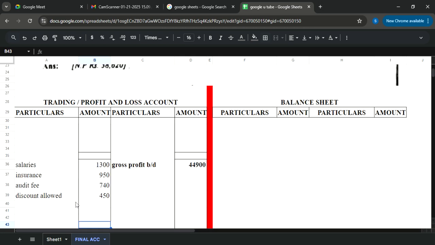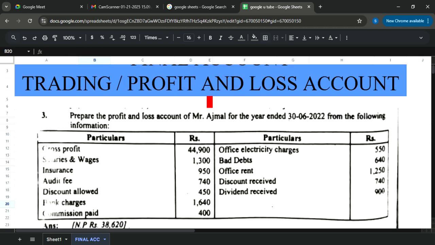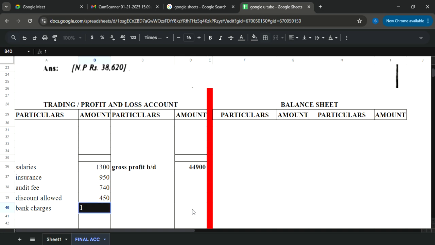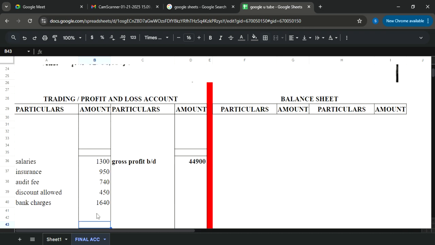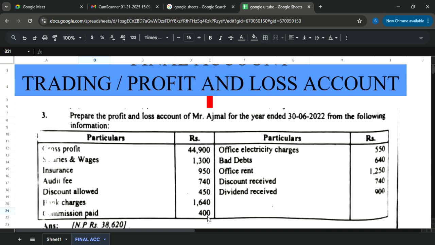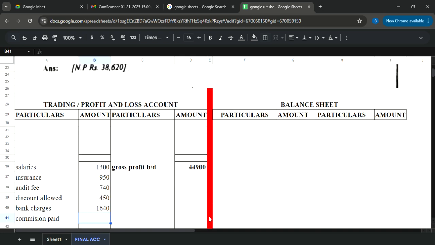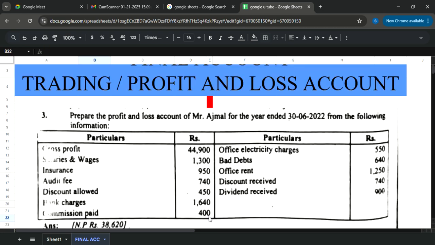Next we have bank charges. Charges are expenses. So here you will mention bank charges. Amount is 1640. Write down 1640. After bank charges we have commission, but it is paid commission. This means it's an expense. So here you will mention commission paid, which is 400. Write down 400. So the left part is completed.